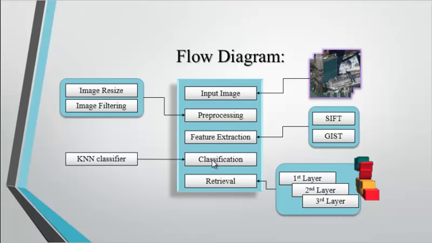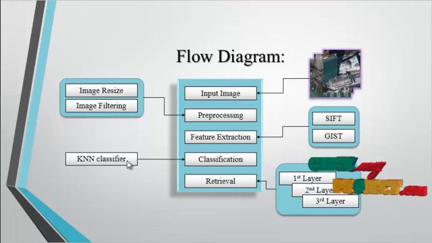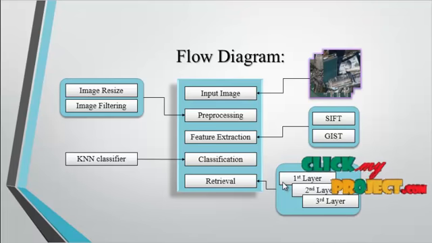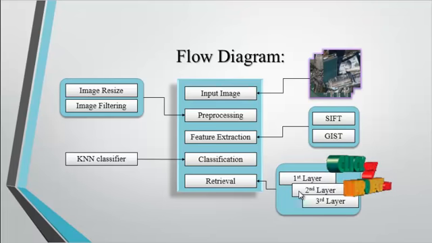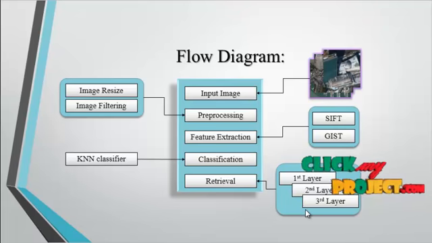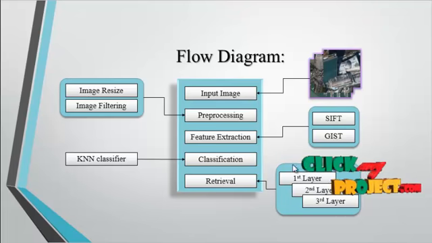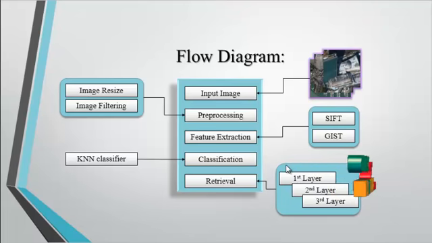In this classification step, we use the KNN classifier, that is K nearest neighbor, to classify the type of input. After the classification, the retrieval is carried out in three steps. The first step is first layer retrieval, the second step is second layer retrieval, and the third step is third layer retrieval. By the combination of these three retrieval processes, the similar data from the database is retrieved.